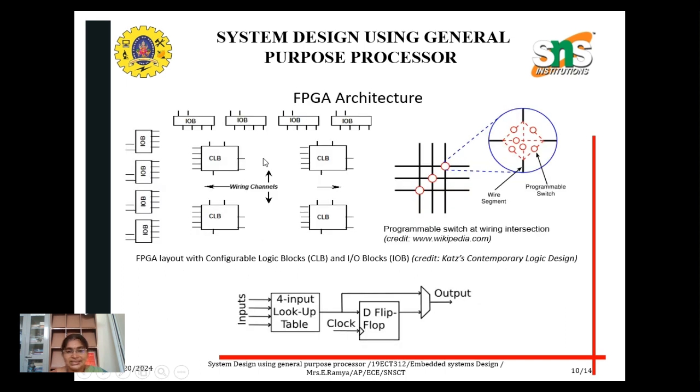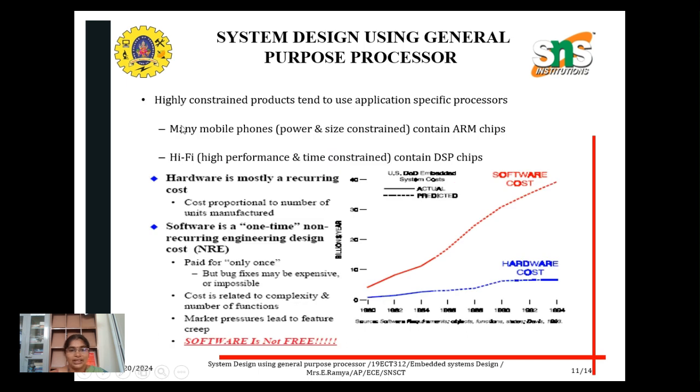So here we can see the architecture of a field programmable gate array. It has a CLB with IOB, with programmable switching at wiring intersections. Next, only highly constrained products tend to use an application specific processor. Many mobile phones, which are power and size constrained, contain ARM chips. ARM means Advanced RISC Machine. High performance and time constrained products contain a DSP, digital signal processor IC.